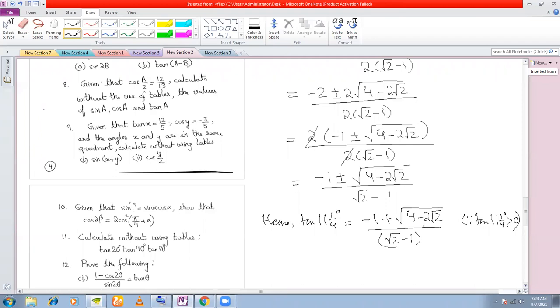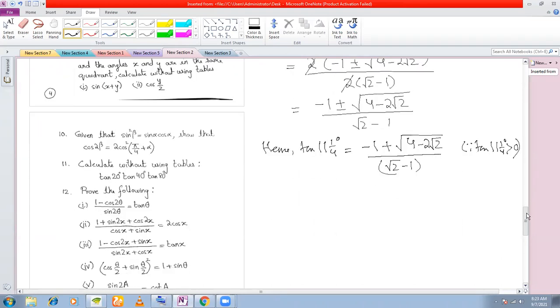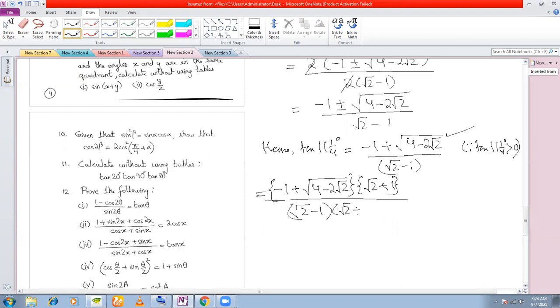Okay. Now this is the value that you have found. Now you can simplify this a little further also. That is, you can rationalize the denominator. Let's see how to proceed with this. You can leave your answer here also, no problem. 4 minus 2 root 2, multiplying the numerator and denominator by root 2 plus 1. You get root 2 minus 1 into root 2 plus 1. This is what you are getting.